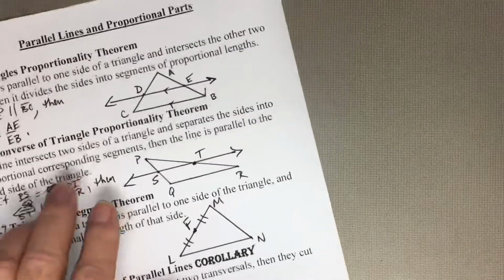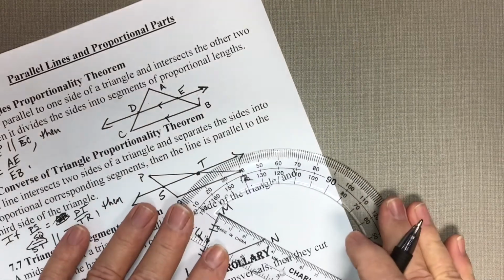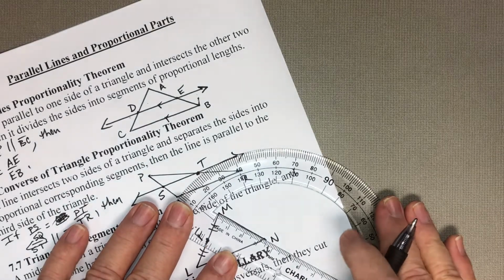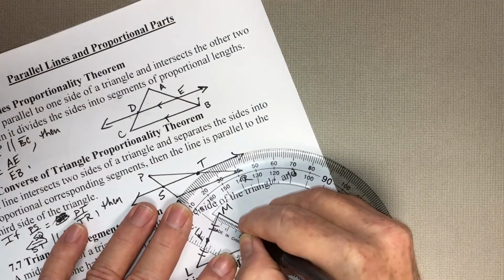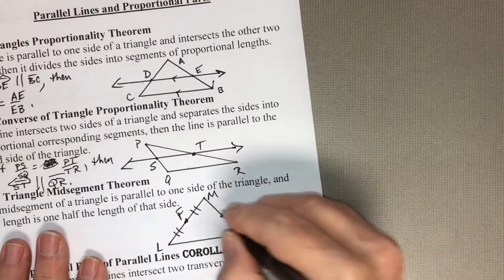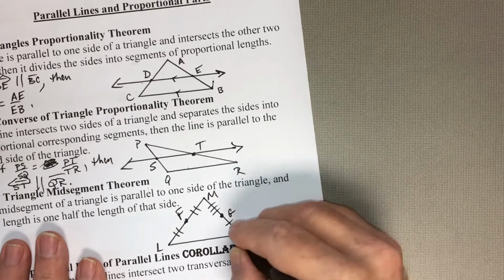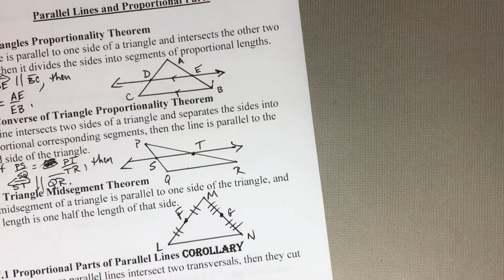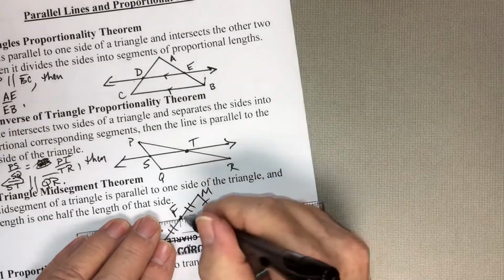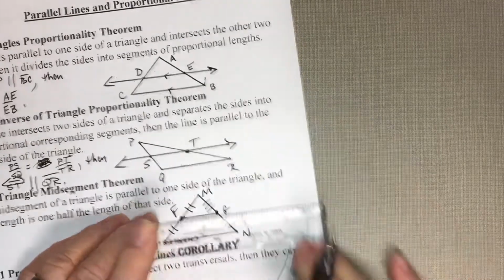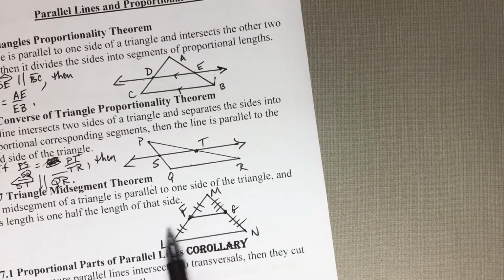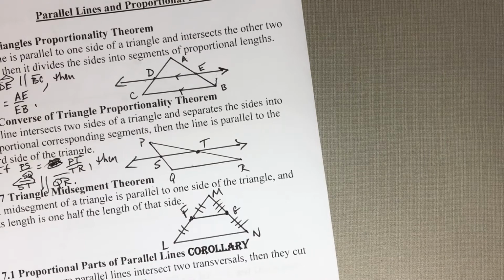Then I'll locate the midpoint of segment MN. It looks like about 3.4, so half is 1.7, right in there. If that point right there, let's call that point G, is the midpoint of segment MN, then if we connect those two points, we get a midsegment. So segment FG is a midsegment because it connects the midpoints of two sides of triangle LMN.